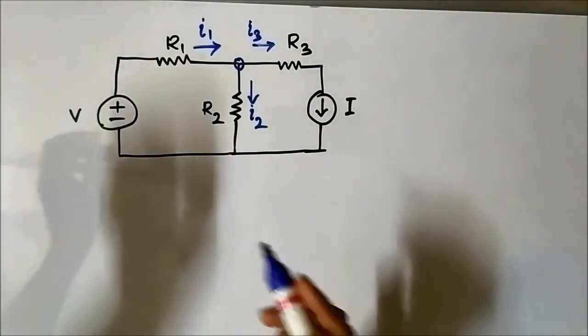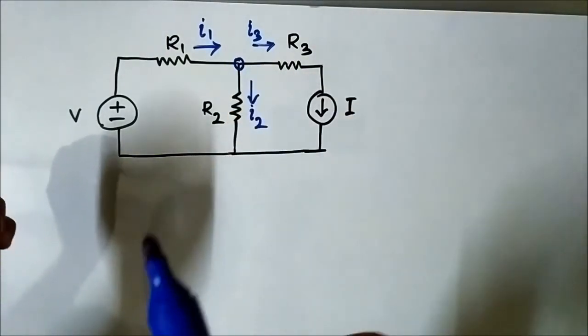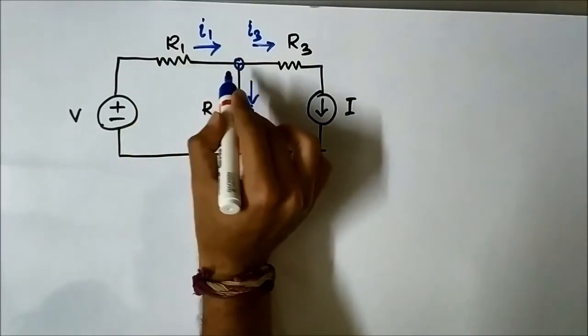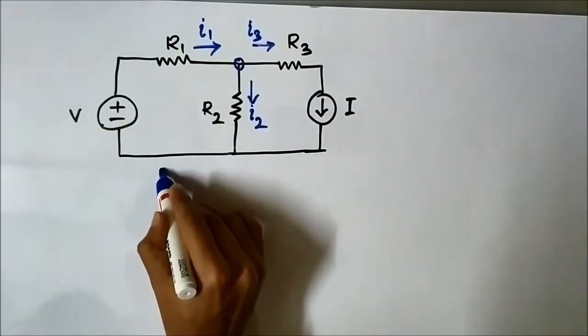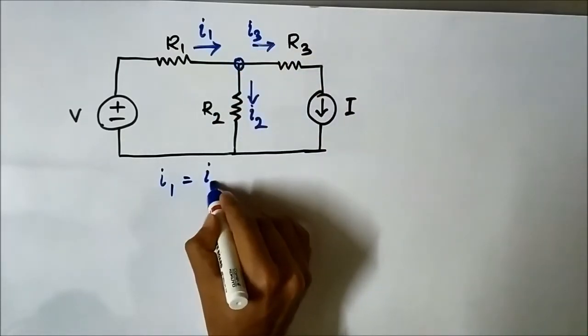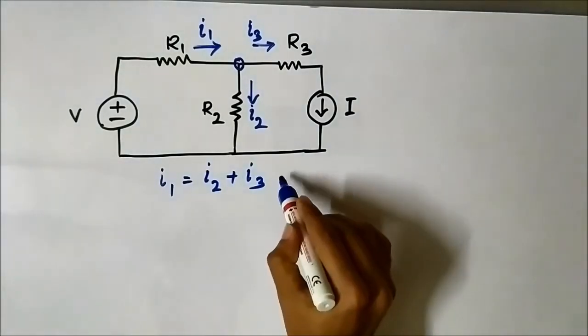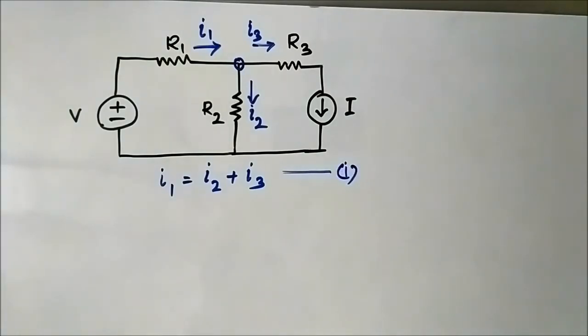Now, what is the KCL equation that can be applied at this node? I1 is moving towards the node, I2 and I3 are moving away from the node. So I1 will be on one side, equal to I2 plus I3 on the other side. Okay, so this is the basic KCL equation. I1 is equal to I2 plus I3. Next, it is a very important thing.